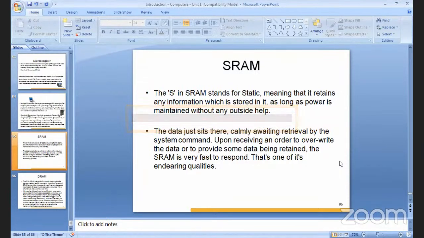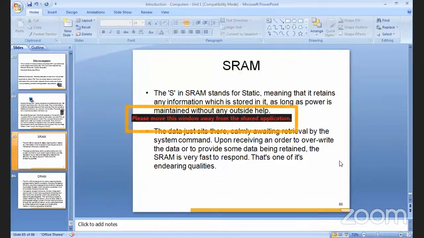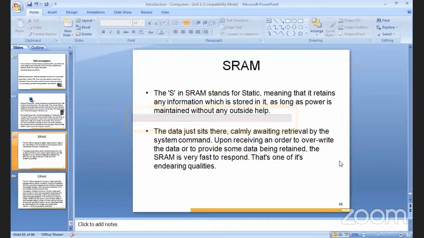Next one is SRAM. SRAM stands for static. Whatever data or information we give to the computer, it retains any information stored in the memory as long as power is maintained, without any outside help. And the data entered into the system calmly waits for retrieval by the system command.